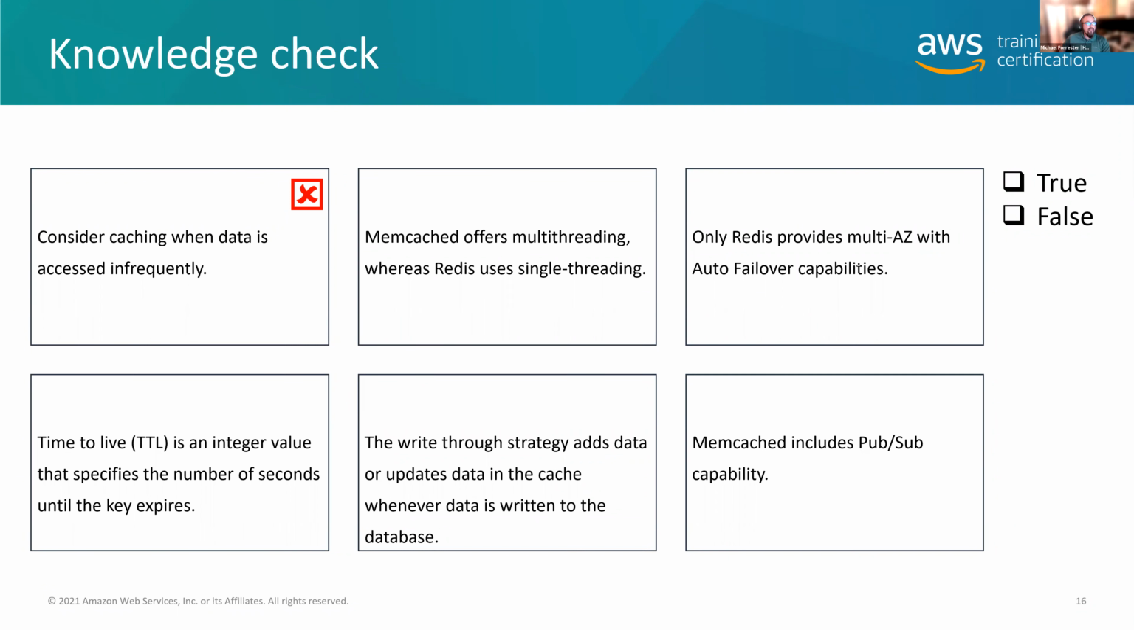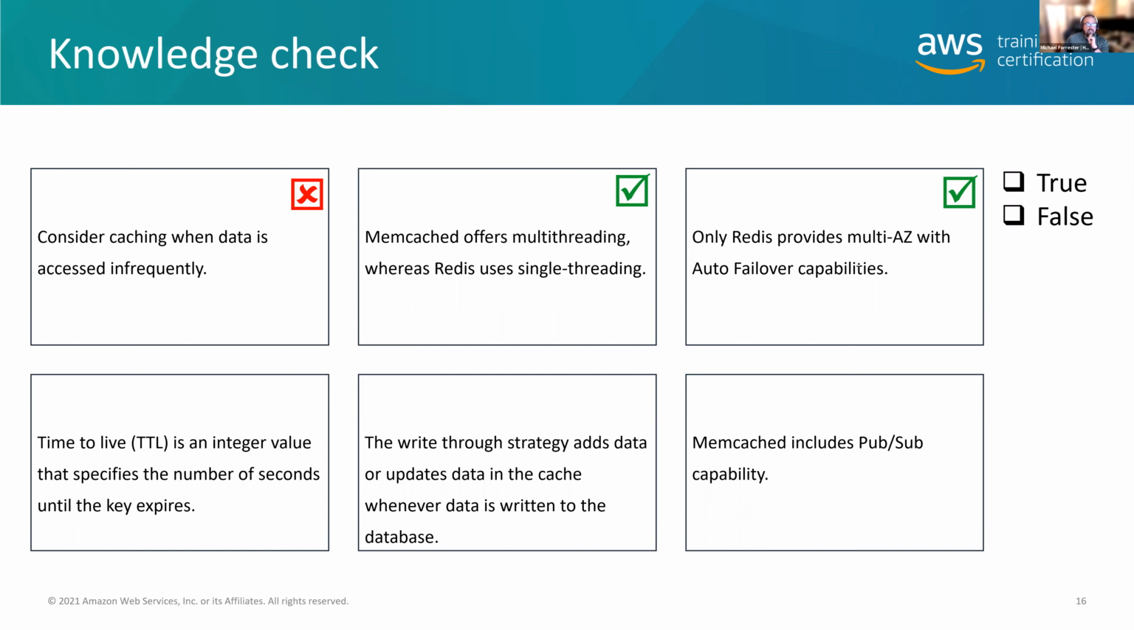All right, true or false? Memcached offers multi-threading where Redis uses single threading on a multi-core system. Yeah, that was the key distinction. So good to see the answers, right? The key distinction is that Memcache, despite being very simple and not having advanced capabilities, does actually multi-thread. Redis is single thread. All right, only Redis provides multi-AZ with auto failover capabilities. Is that true? Like from a replication, like a cluster set, is it the only one that provides multi-AZ failover? Yeah, I did make a big deal out of it. It doesn't. Redis does have it, whereas Memcache doesn't have it out of the box.